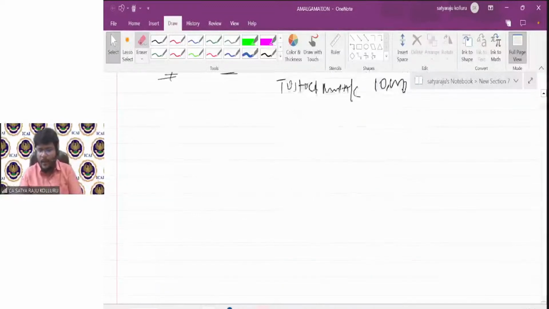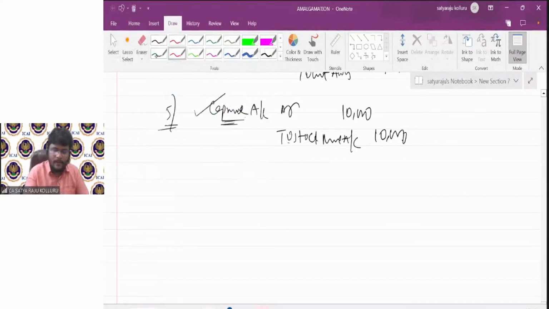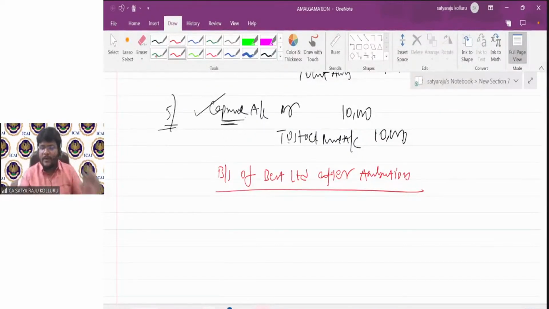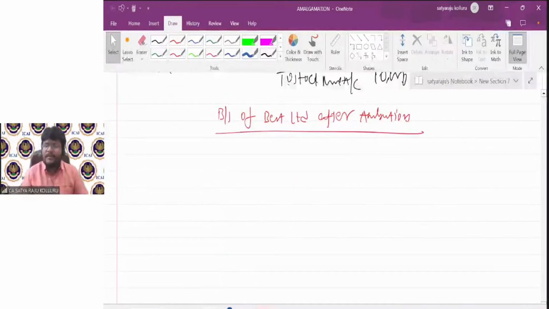Fine. Now let us go to the balance sheet. So balance sheet of Best Limited after amalgamation. Quickly. Guys, please all of you participate. Here I am unable to explain the Schedule 3 format once again. I hope you already know the Schedule 3 format. I will just tell you the logic you should follow while drafting the balance sheet. Sir, if the company is a new company, always the PC will be the share capital. If the company is an existing company, then existing share capital plus PC will be the new share capital.